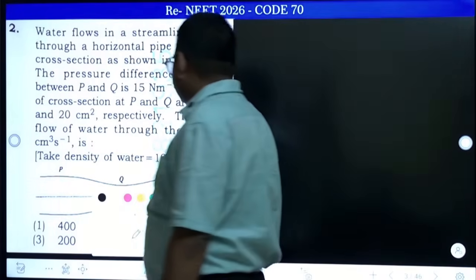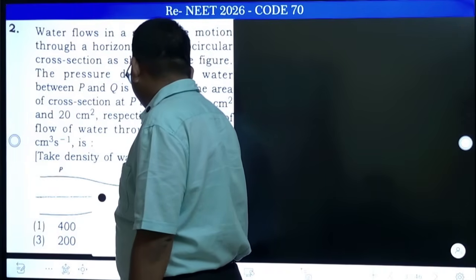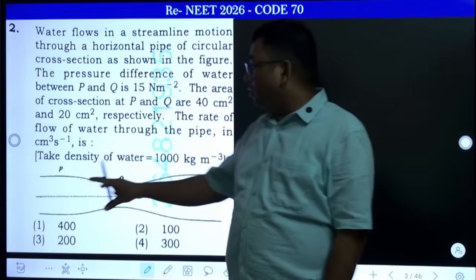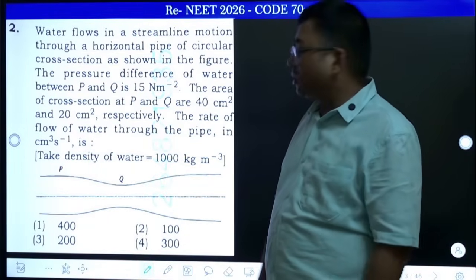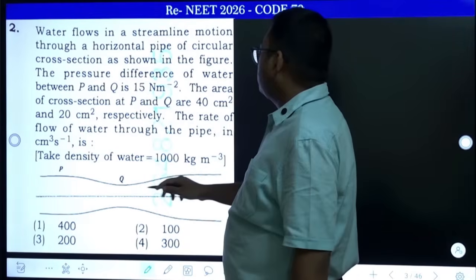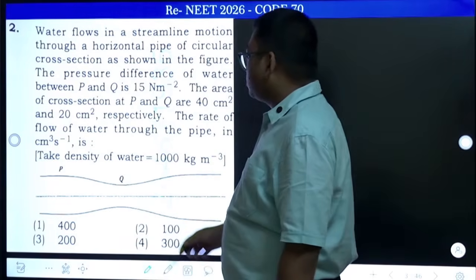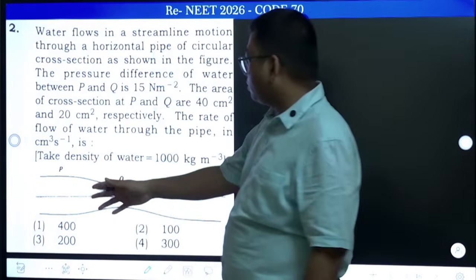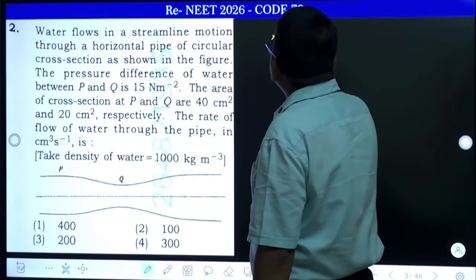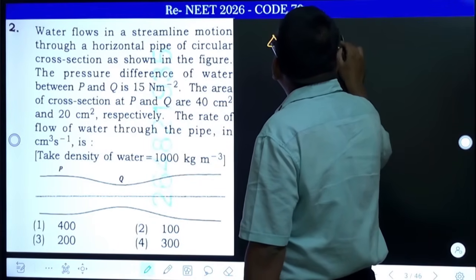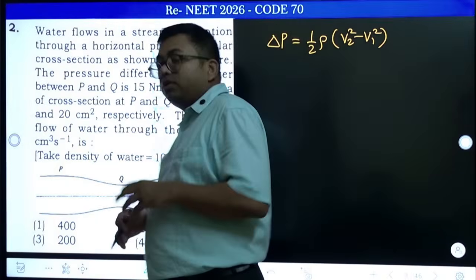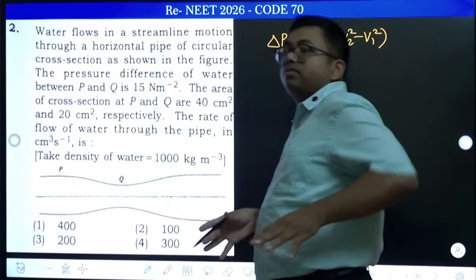So let us use that direct formula we can try to think of using. What is the formula for that? It's a horizontal tube, right? Only cross section area changing. So we can see the pressure difference. Here pressure is more, the fluid is flowing like this, right? Anyway, let us write pressure difference. Pressure difference is half rho V2 square minus V1 square, or V1 square minus V2 square. So that's the pressure difference. We'll simply use this formula, that's all.